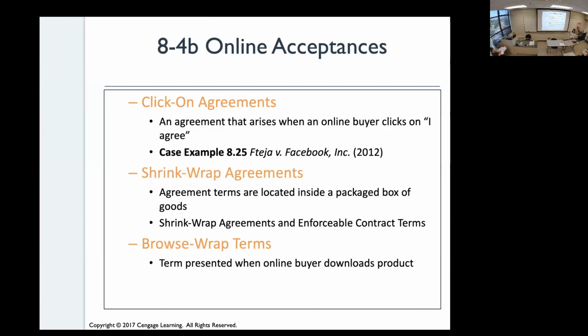There are click-on agreements, right? An agreement that arises when online buyers click on yes, I agree. Of course, you get the chance to read the details. Then there are shrink wrap agreements, where terms are located inside of a packaged box of goods. Shrink wrap agreements are enforceable contract terms. They're enforceable, right? So you basically agree to the terms when you open the package, really. That's what that means, right?